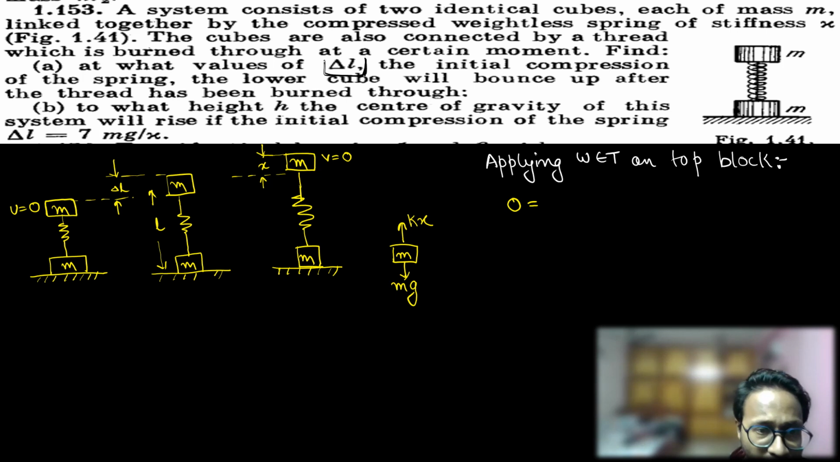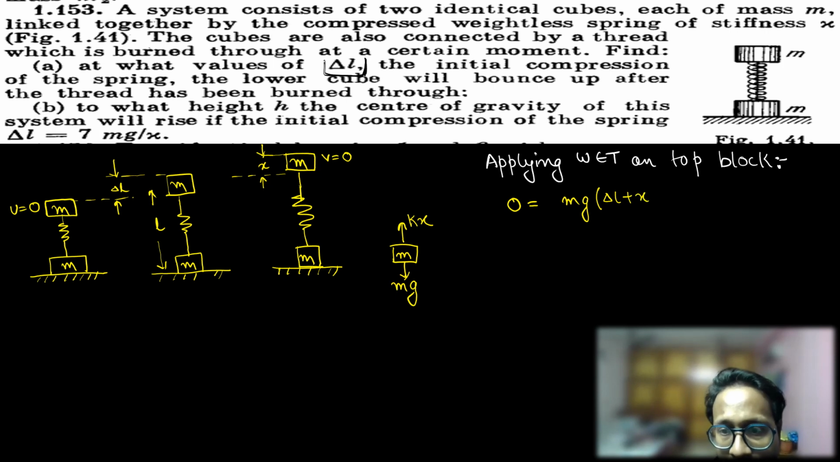So work done by gravity force is nothing but mg into what is the displacement. The displacement is delta L plus x, because mg is also acting in the entire journey, no? So delta L plus x. And this work would be minus. Why? Because gravity force is acting downward and displacement is happening in the opposite direction.